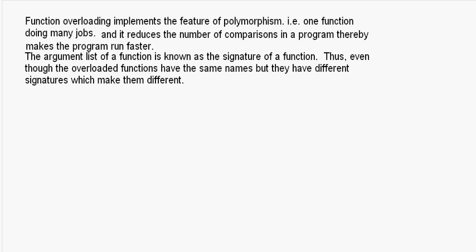The signature of a function refers to the argument list which is passed along with the function. So overloaded functions may have the same name. In fact, they should have the same name, but they should have different argument lists. That is compulsory. If you pass the same argument list, then the compiler will not compile the program. It will result in a compilation error. So we have to make sure that the signature of the function, that is the argument list, is different.